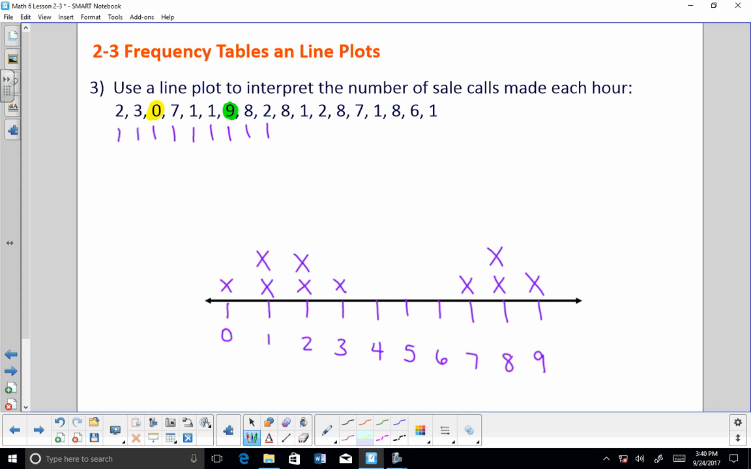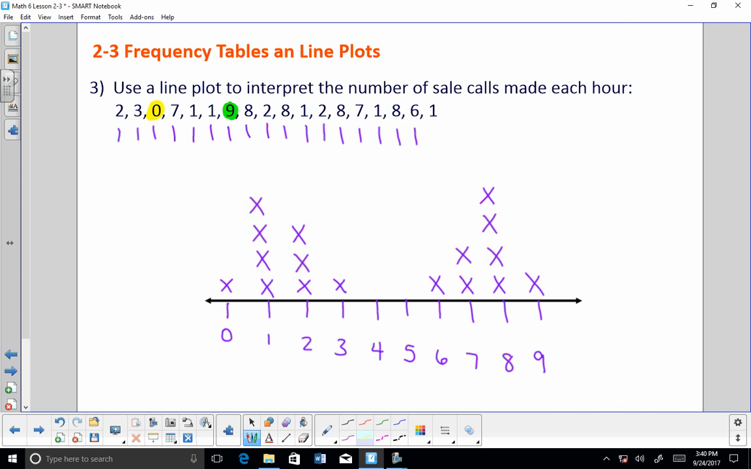Another one at 1, so I'll stack that on the other 2. Another at 2, so I'll stack that on the other 2. Another at 8, so I'll stack that one. Another at 7, so there's a stack one right there. Another one at 1. Another one at 8. One at 6. And another one at 1.